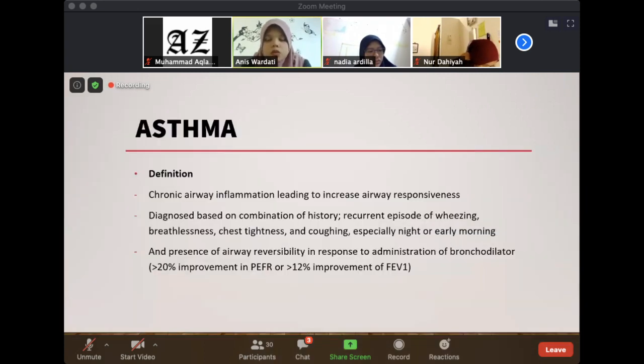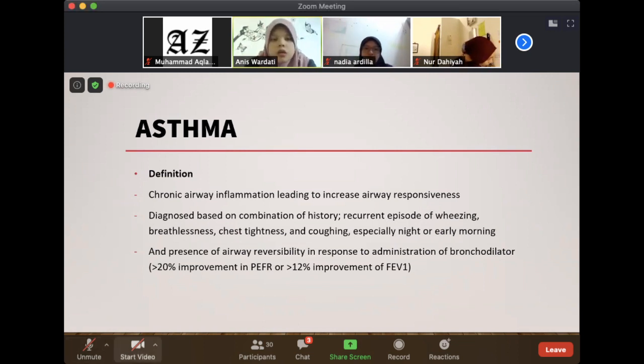Okay, so that is the general approach to dealing with breathlessness. And now I'm going to discuss asthma and also pneumonia, but I will only highlight the important points.